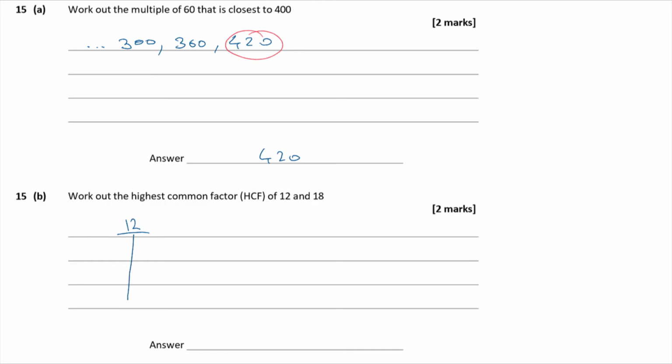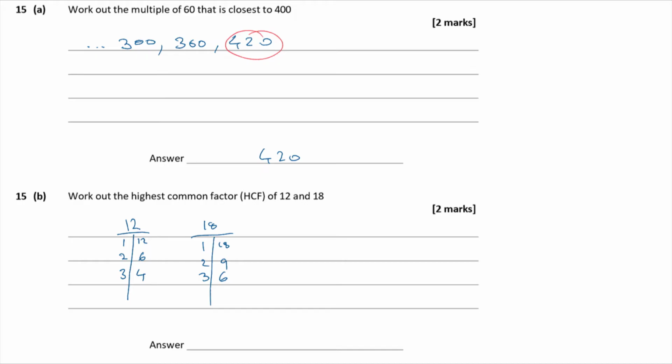So I'm going to find all the factors of 12. So that's 1 and 12, 2 and 6, 3 and 4, not too many to find. And for 18, I'm going to do the same thing. 1 and 18, 2 and 9, 3 and 6, 4, no, 5, no, that's all of them then, isn't it?